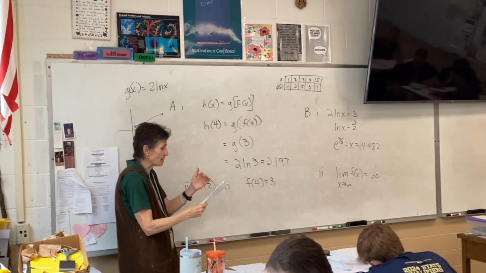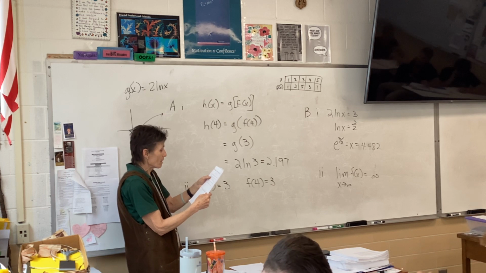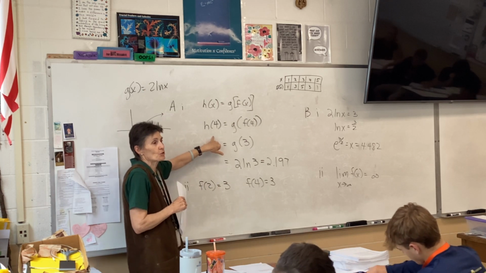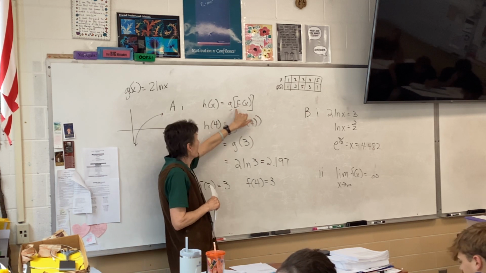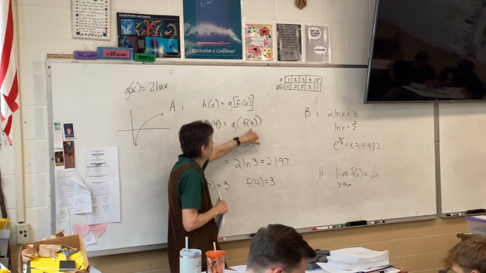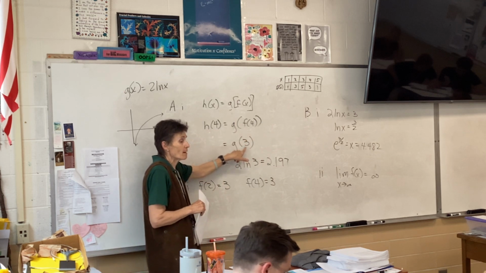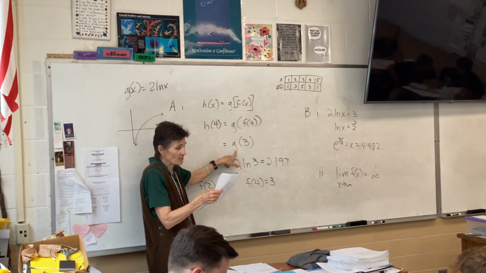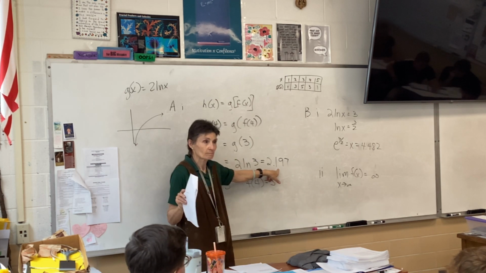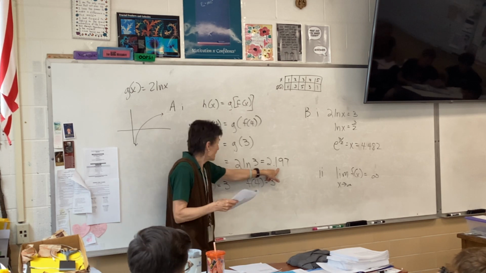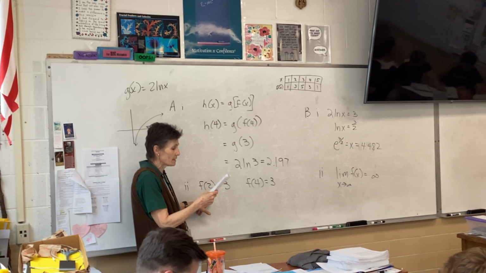Okay, I didn't quite give you 10 minutes, but I wanted to talk about these. Alright, so the first one, composition, we're finding H of 4. It's defined as G of F. So first we're going to find F of 4. Well, F of 4 is 3. Then we take 3 and plug it into G, and that's 2 ln 3, which I typed in on my calculator and got this. Good? Okay.